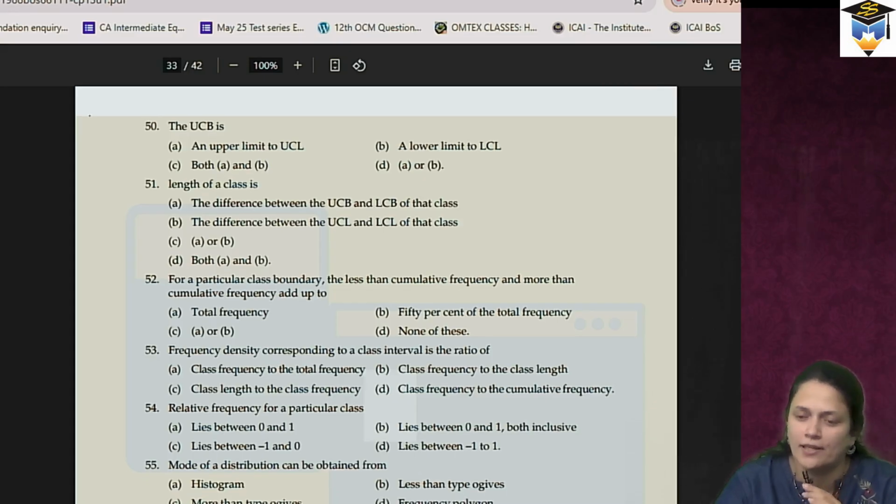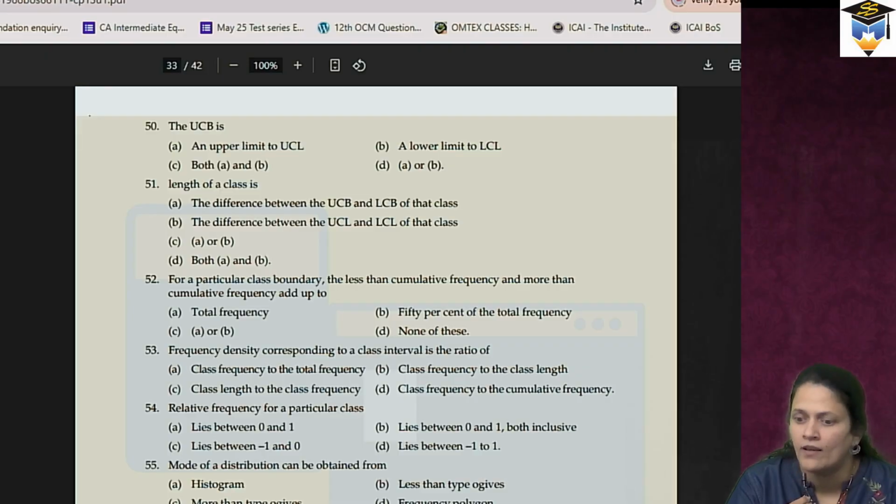Now last 10 are remaining. Come on. The UCB is upper limit or UCL. Option A. 51. Length of a class is upper class limit minus lower class limit. UCL minus LCL. Will it be boundary or will it be class? Answer is A. Difference between the upper class boundary and lower class boundary is the correct answer.